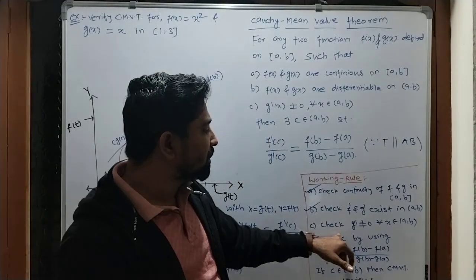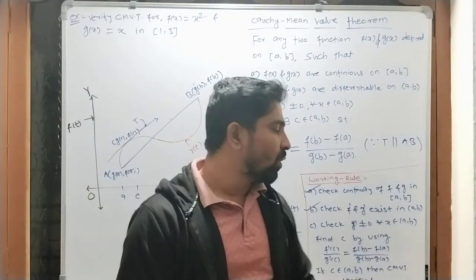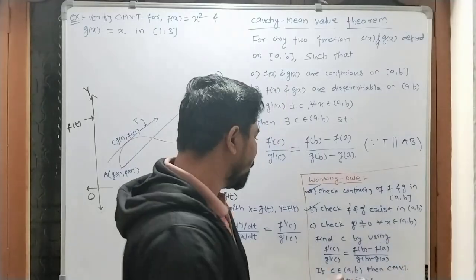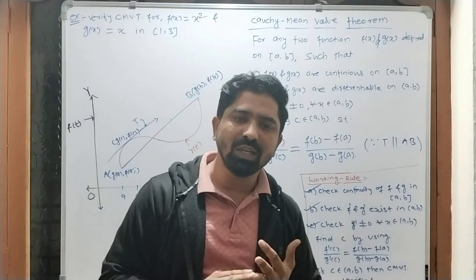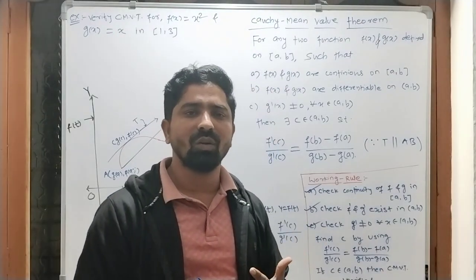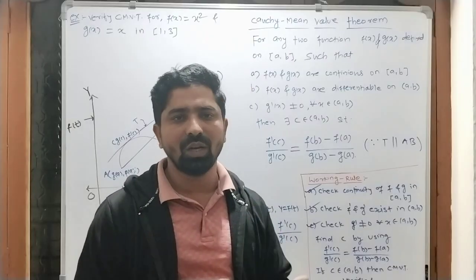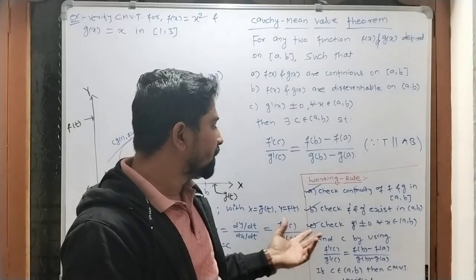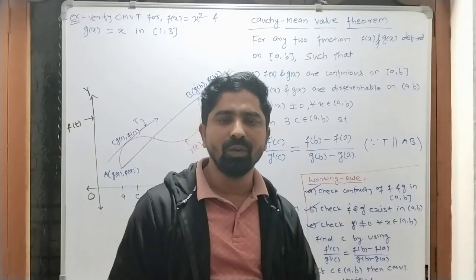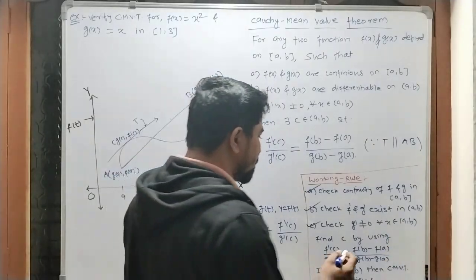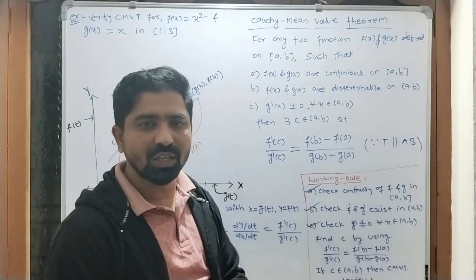So here check g dash of x is not equal to 0 for all x belongs to the open interval a to b. So here, if all these conditions are satisfied, that is, if f and g are continuous in the closed interval a b, and f and g are differentiable in the open interval a b, and third thing, g dash of x is non-zero for all x belongs to this open interval a b, then there exists one c. So here c belongs to open a b such that satisfying this condition.